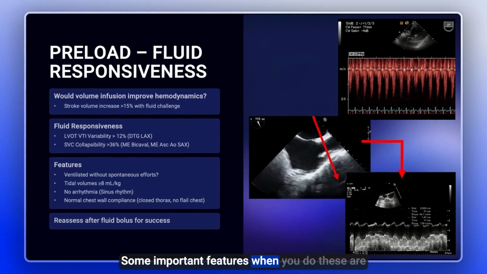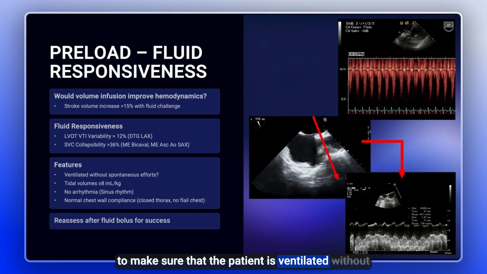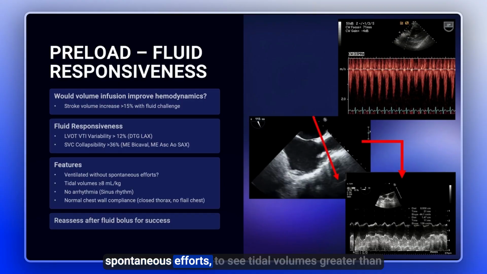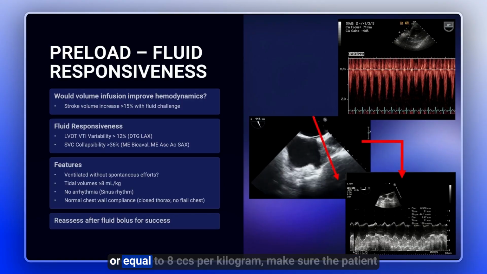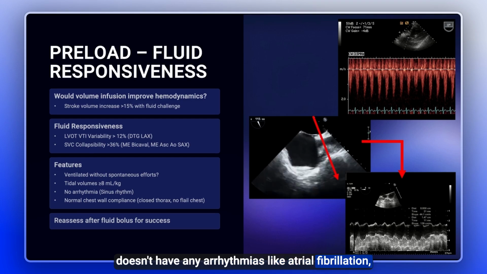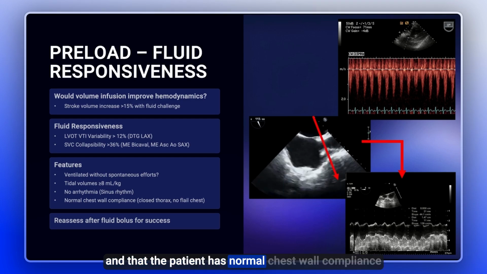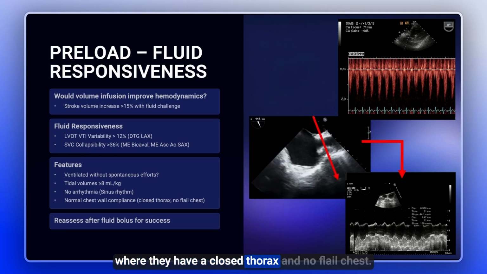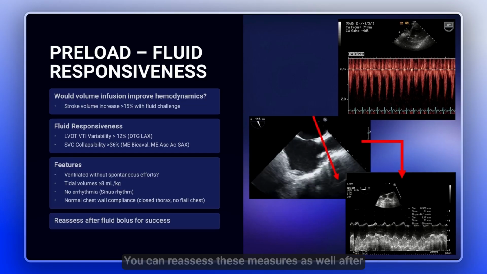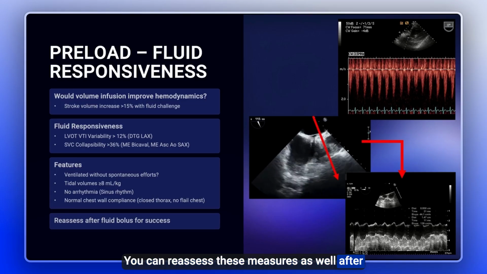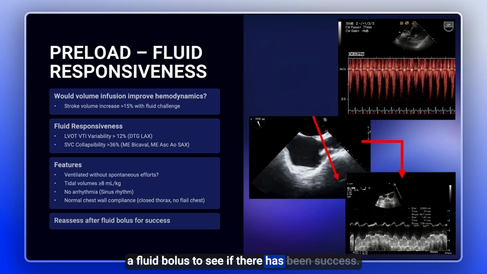Some important features when you do these are to make sure that the patient is ventilated without spontaneous efforts, to see tidal volumes greater than or equal to 8 cc's per kilogram, make sure the patient doesn't have any arrhythmias like atrial fibrillation, and that the patient has normal chest wall compliance where they have a closed thorax and no flail chest. You can reassess these measures as well after a fluid bolus to see if there has been success.